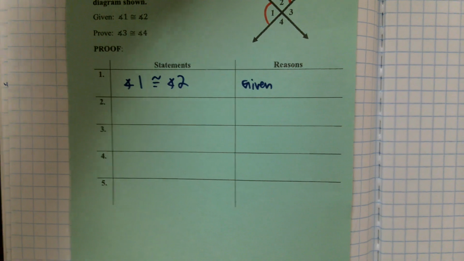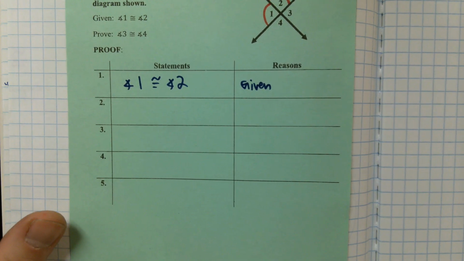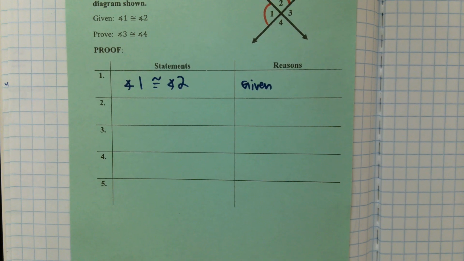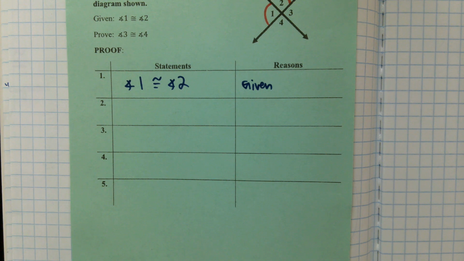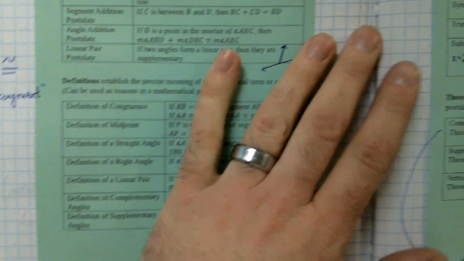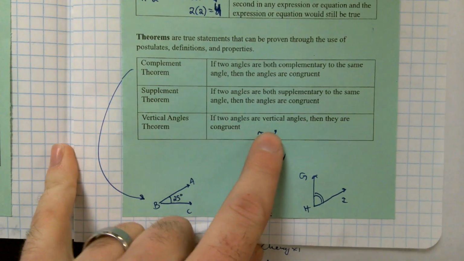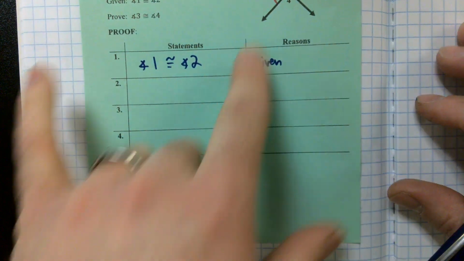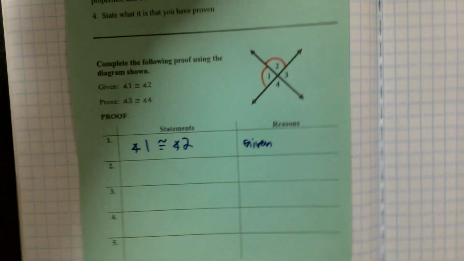So if we're going for the vertical angle, Gurpreet, what does it look like we might be able to use? The vertical angles. Hey, look at that. The vertical angles theorem says that if 2 angles are vertical angles, then they are congruent. Right? How do we know that 1 and 3 are vertical angles?